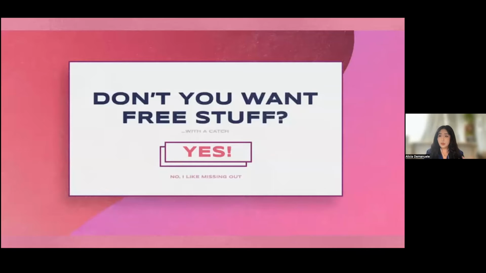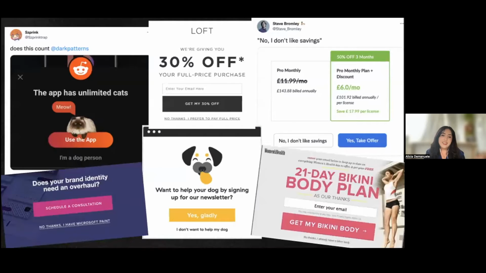So for example, don't you want free stuff? If not, your option is specifically phrased as you preferring to miss out here. And there's nothing like seeing real life examples. In the top middle, we have the classic, no thanks, I prefer to pay full price when offered a discount. They've also gotten creative too. Another favorite of mine is on the bottom left, where refusing a consultation for a brand identity overhaul is slyly phrased as no thanks, I have Microsoft Paint.